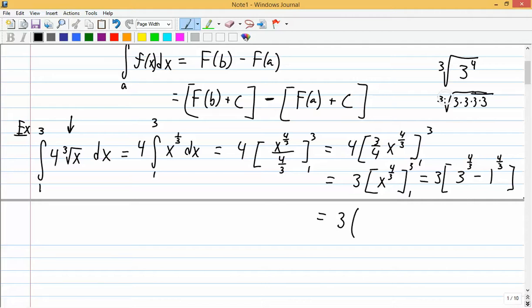Since this is a cube root, for every 3 of these factors, whether they're the number 3 or not, for every 3 of them you can bring 1 out. So that's going to be 3 cube roots of 3, and then 1 to any power, except possibly infinity or negative infinity, is 1. So it's just minus 1. So there's your answer in exact form.